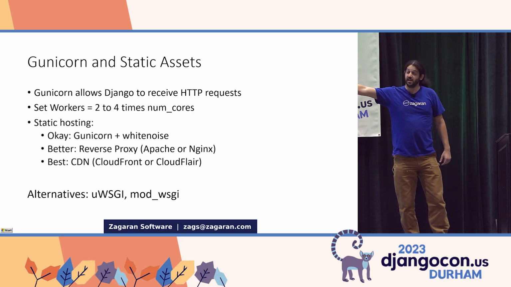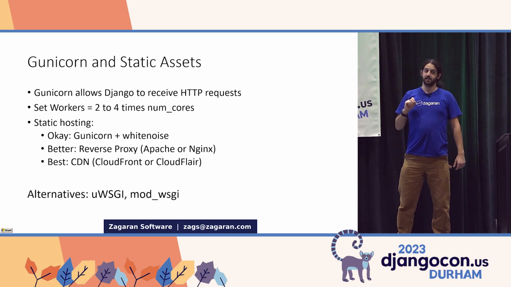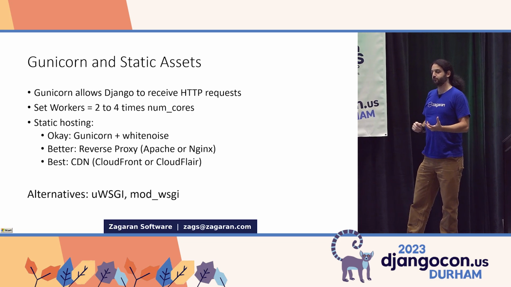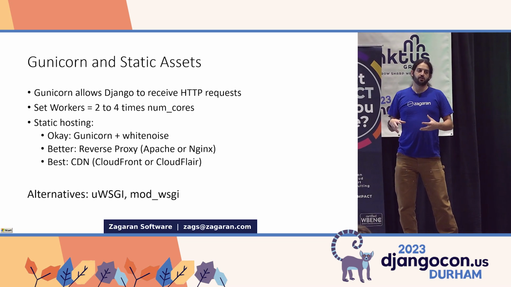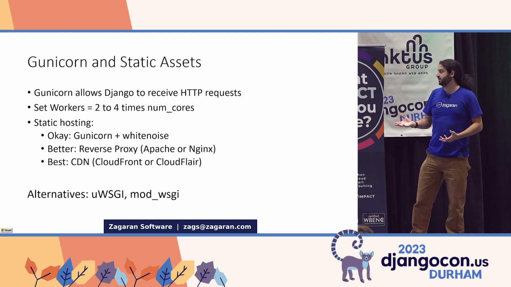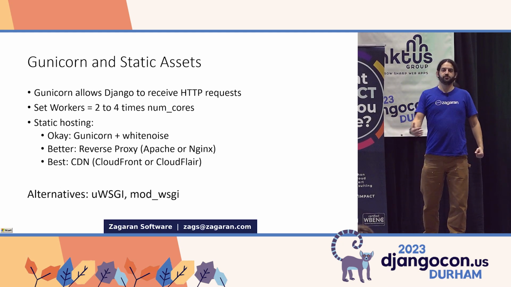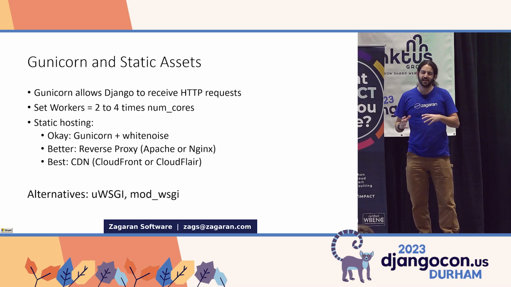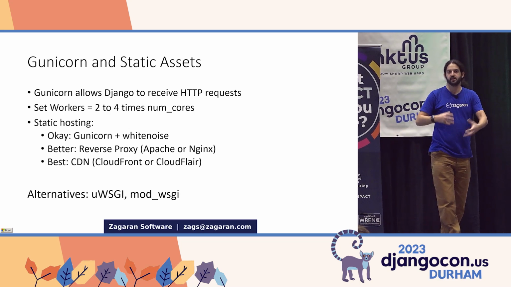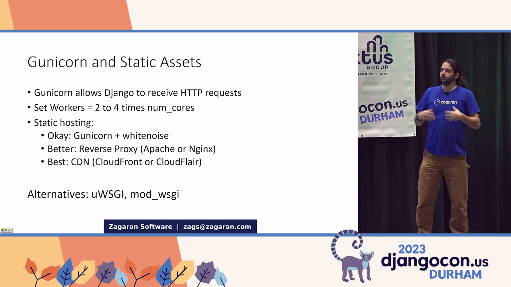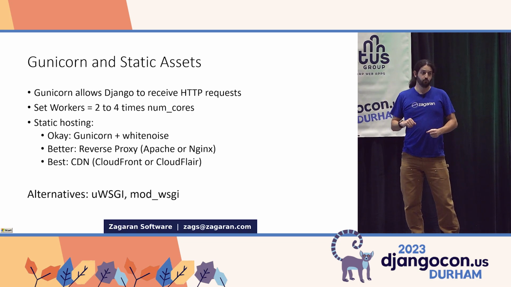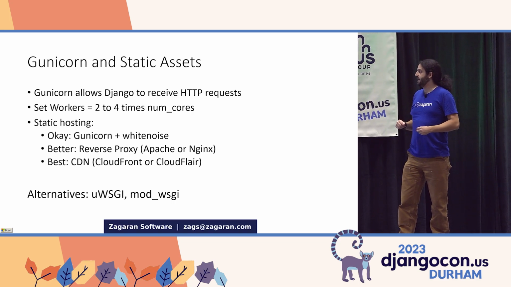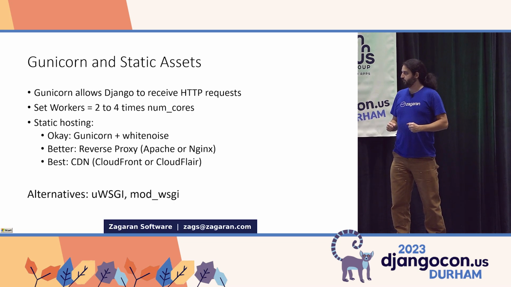Gunicorn can also do static hosting if you pair it with the WhiteNoise library. It's not going to be great from a performance perspective, but the reason you would want to do that is if you're running in a Docker-based environment, like ECS or EKS, it's very hard to shove both Gunicorn and a reverse proxy into the same container. It's also a hassle to set up 2 containers for every running service. So if you don't care a ton about static hosting performance, WhiteNoise is just a great way to get those static assets hosted with Gunicorn.